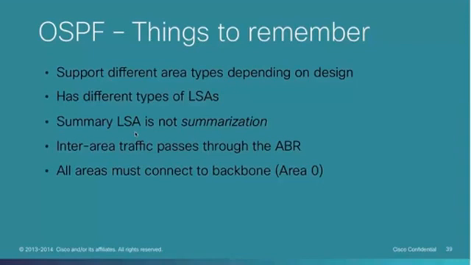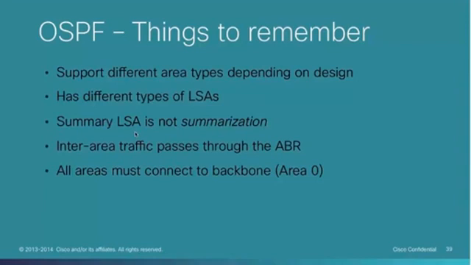So summary LSA is the name of the LSA. If you do not manually configure summarization on the ABR, it will be just taking the router LSA, taking those networks and converting them into summary LSAs and sending them out to the other areas. Okay, it will not automatically summarize them. You can do a manual summary if you want.